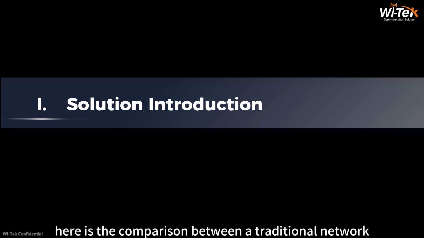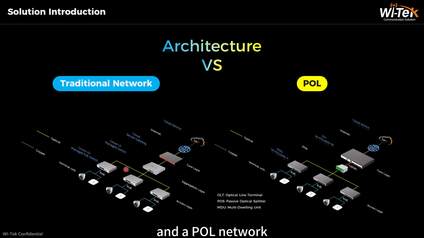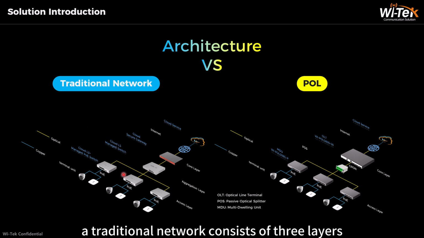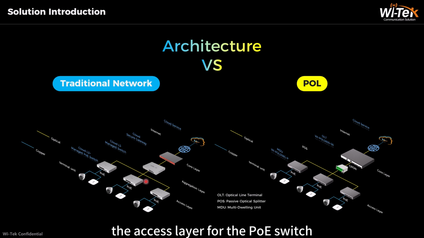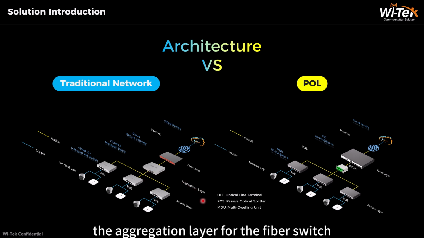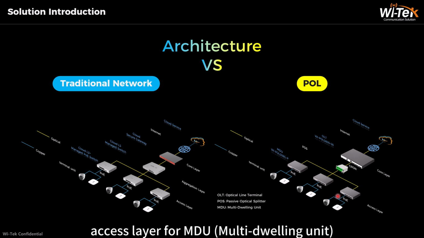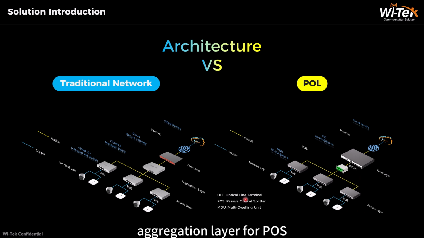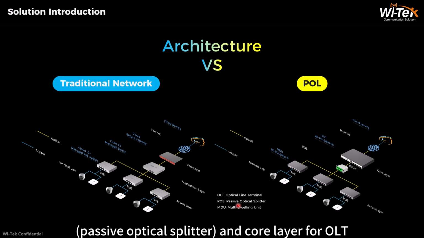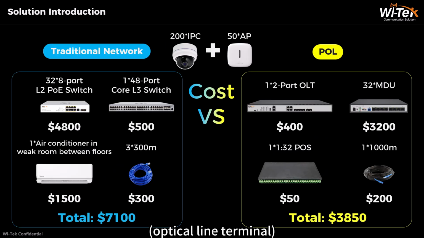Here is the comparison between a traditional network and a POL network. A traditional network consists of three layers: the access layer for the PoE switch, the aggregation layer for the fiber switch, and the core layer for the secure gateway. While the POL network consists of three layers: access layer for MDU, multi-dwelling unit, aggregation layer for POS, passive optical splitter, and core layer for OLT, optical line terminal.